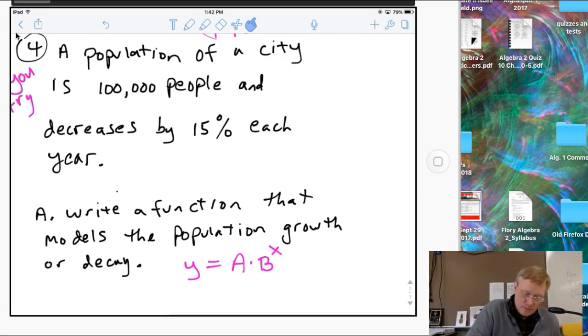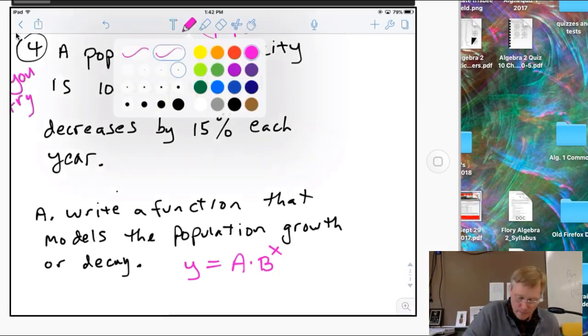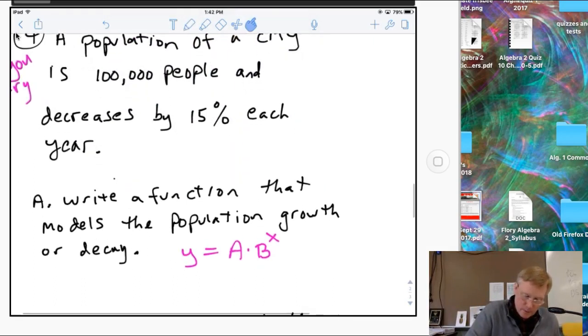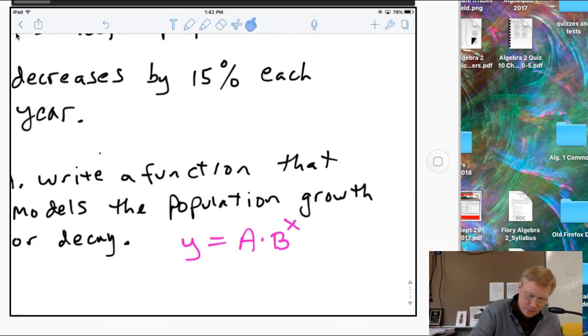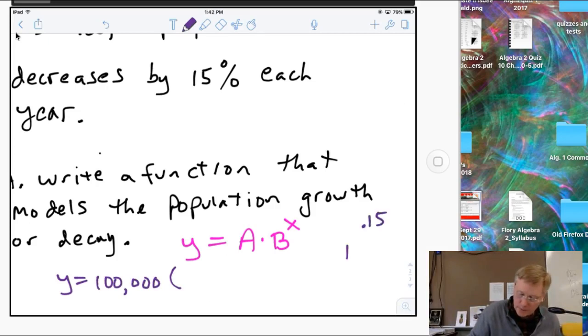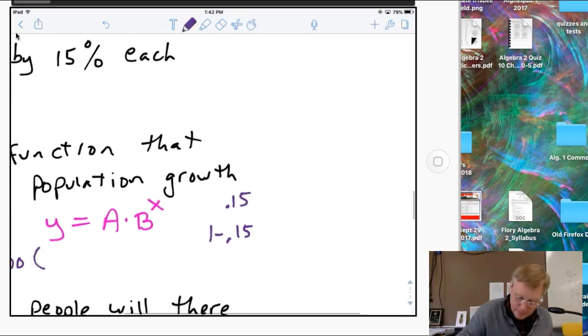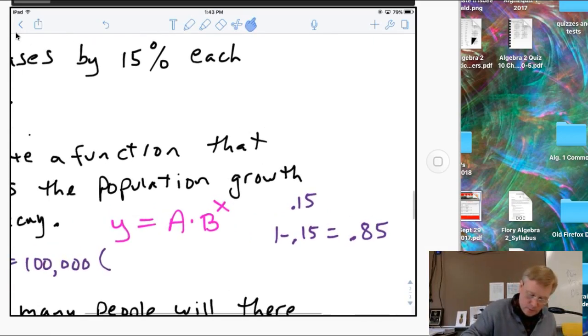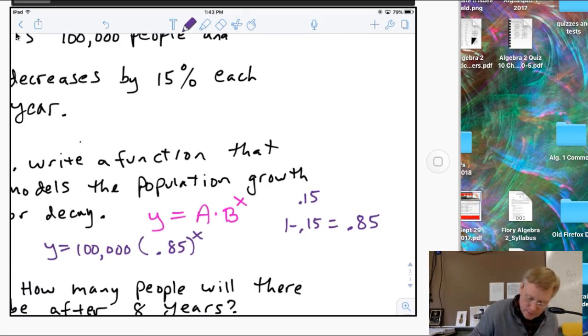All right, welcome back. So if I do this out, the population is 100,000, so I get y equals 100,000. So if it's 15%, that's 0.15, and it's going down, so that's 1 minus 0.15, which is 0.85. So that's going to be my decay amount, or growth amount, 0.85 to the x. So that's actually it right there for part A. You could circle that. That's your answer.